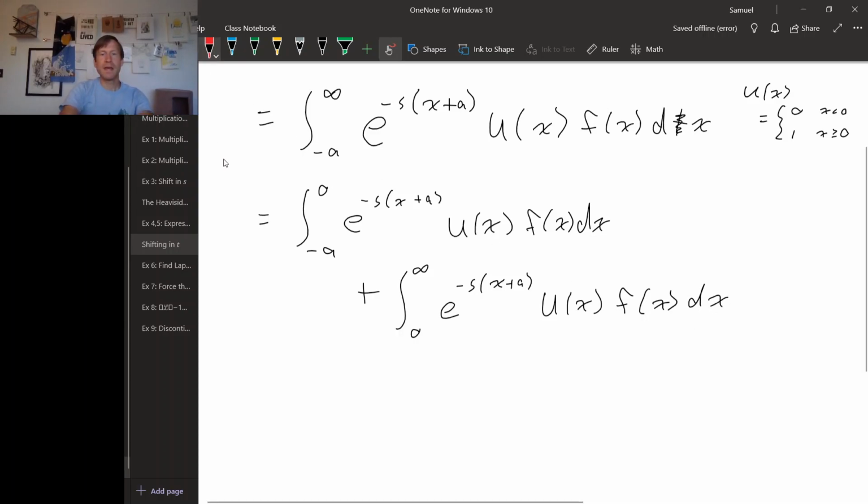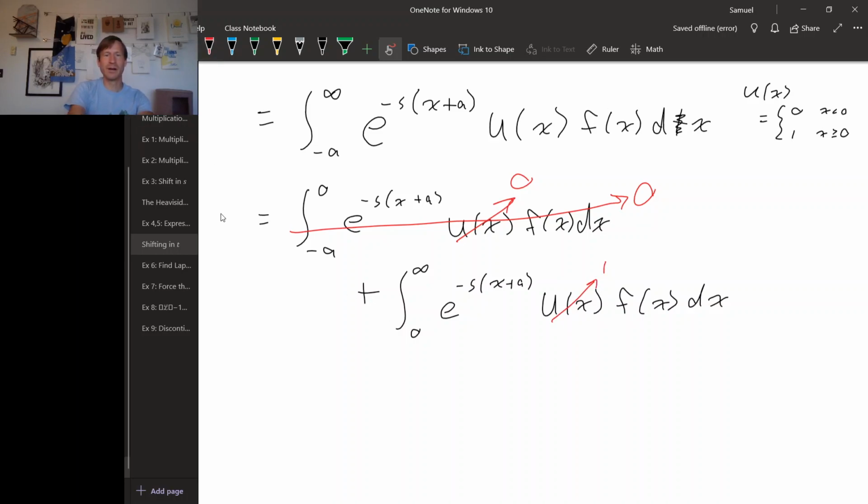Now in this first integral, for x values from minus a to 0, u of x is 0. So u of x makes the whole integrand go away, and this entire integral is 0. In the second integral, for x values from 0 to infinity, u of x is just 1. And so we get the integral from 0 to infinity of e to the minus s times x plus a times f of x dx.